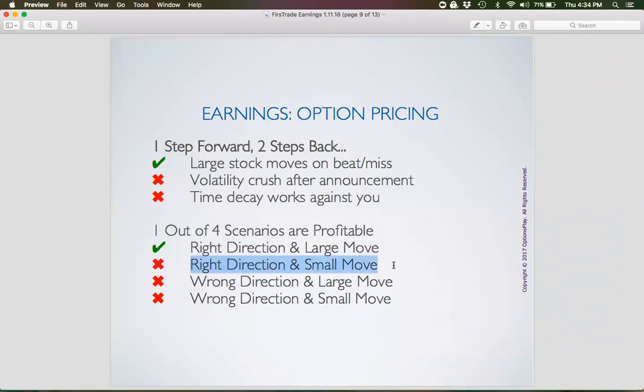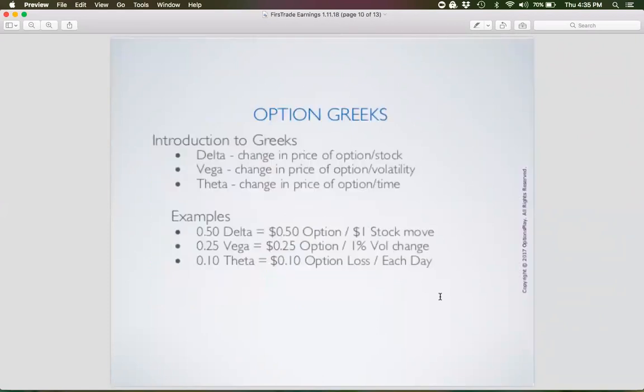So this is obviously something that you need to be aware of before you place an earnings trade. And obviously, if you pick the wrong direction, no matter whether it's a large move or a small move, you're going to lose money. The question is just how much money you're going to lose. So keep that in mind. Not only do you have to guess the right direction, it also has to be large enough of a move in order for you to be profitable. So keep that in mind. We're going to go through some real examples in a few minutes.